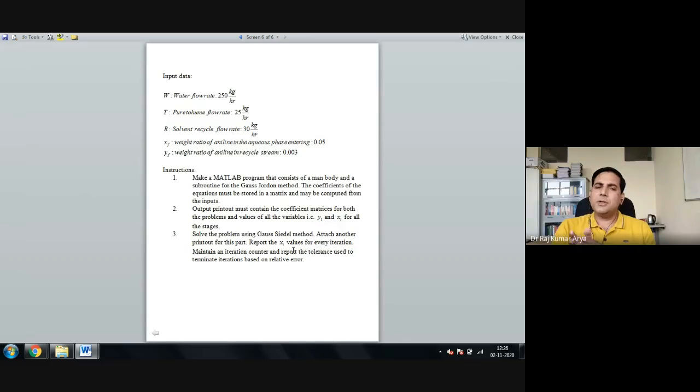Everything is given to you. The equilibrium relation is given to you. You have to just calculate the equilibrium compositions at all stages.